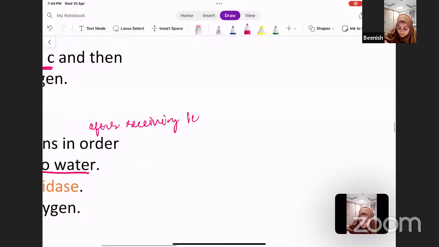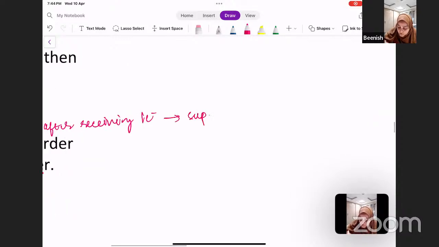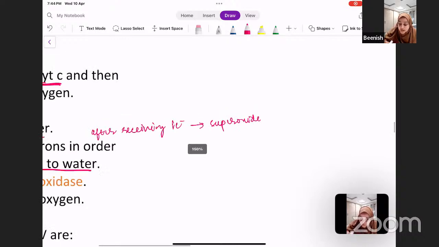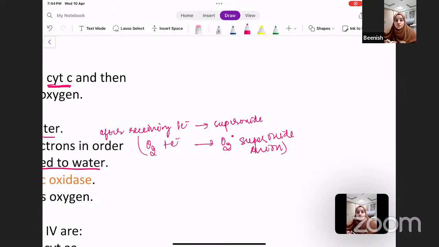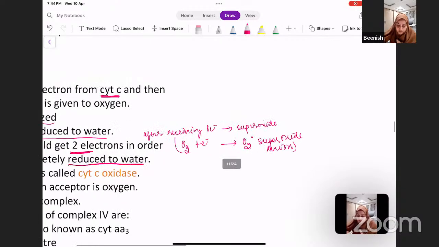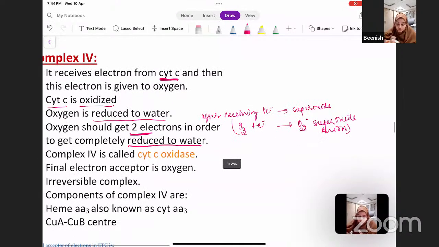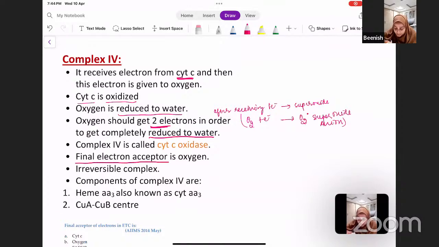After receiving 1 electron, it forms what? Superoxide, which is highly reactive and damaging. So if oxygen receives only 1 electron, it will form superoxide anion. Therefore, oxygen should receive two electrons to be completely reduced to water. The negative charge on oxygen will attract hydrogen ions from the surroundings and be reduced to water. Water is formed. So who is the final acceptor of electrons? The final electron acceptor is oxygen.